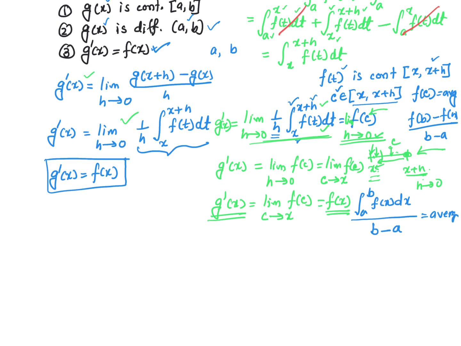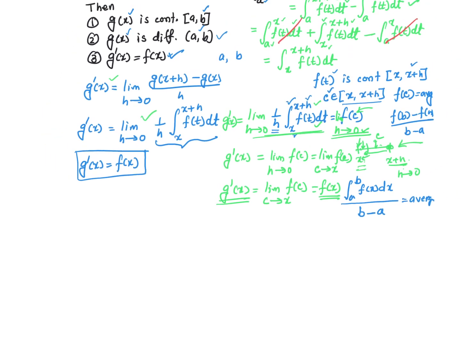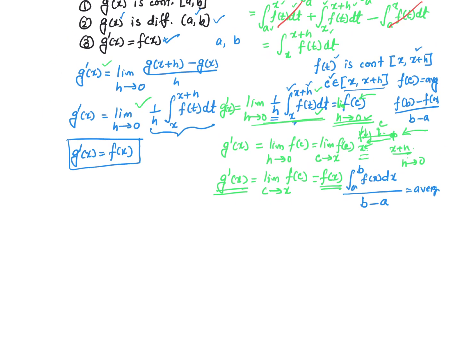extreme value theorem. Again, let's remember this guy. G prime of x is equal to limit h approaches 0 of 1 over h times the integral from x to x plus h of f of t dt. Remember that. So now let's consider the function f of t. It's continuous on the closed interval x to x plus h. Look, there's the lower limit, there's the upper limit of the integration. It is continuous in that interval. Then, by the extreme value theorem, this function achieves a maximum and minimum in that interval.